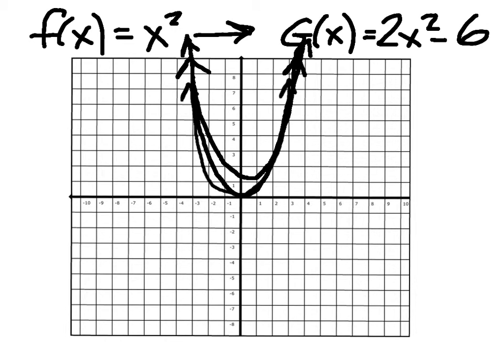So what happens here with this one, 2x squared minus 6? What does the minus 6 do? It translates down 6. Down 6. So we go down to here. And then what happens with that 2? A vertical stretch.